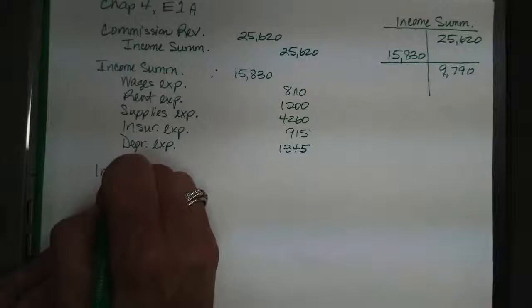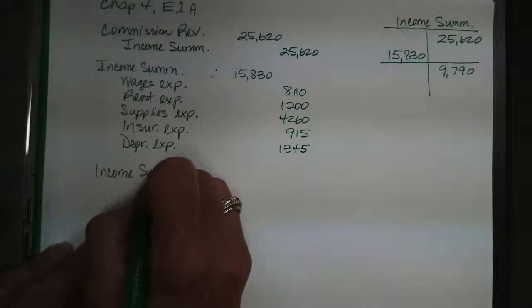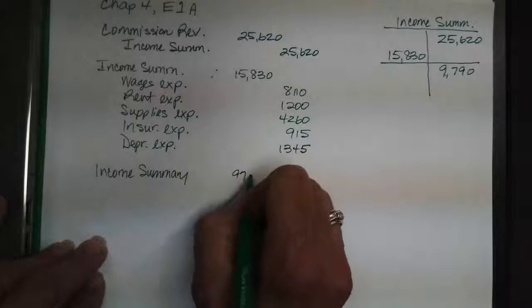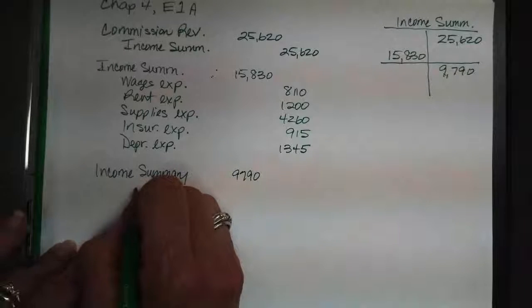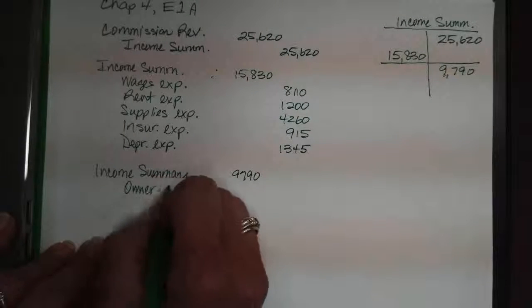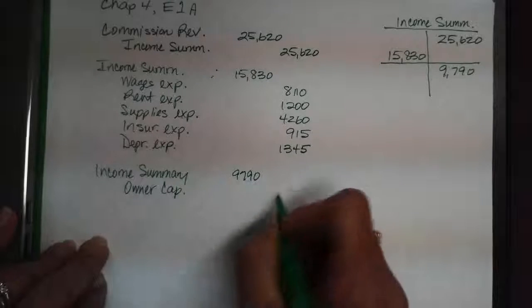So I'm going to debit the income summary for $9,790 and credit the Lewis Hamilton capital account, or you can just call it owner capital. I know what you mean.